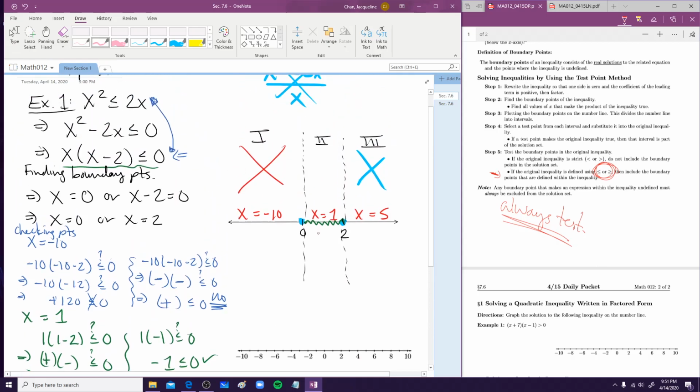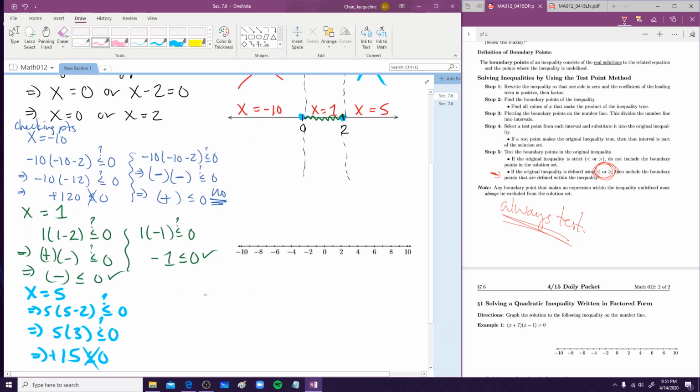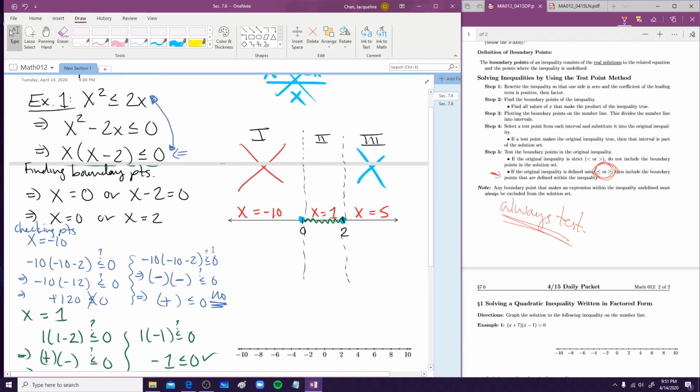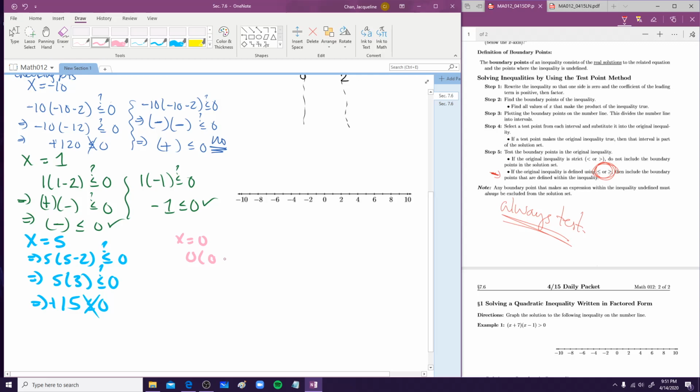So if we plug in 0 for x, we get 0 times 0 minus 2. Is this less than or equal to 0? Negative 2 is less than or equal to 0. So this boundary point is included.